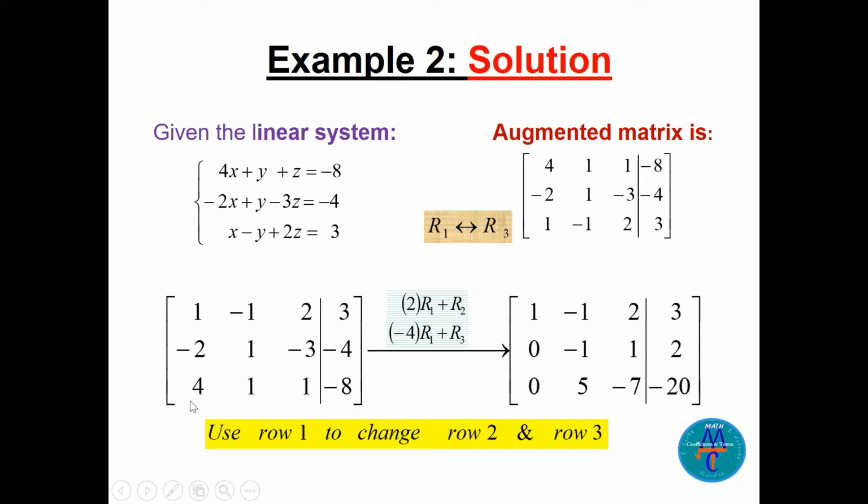Now let's see row 3. Row 1 stays the same. Multiply by minus 4, add, that's 0. Multiply by minus 4, that's 4, plus the 1 here, you see 5 there. Multiply by minus 4 is minus 8, plus 1, that's minus 7. Multiply by minus 4, so that's minus 12, minus 8, minus 20.